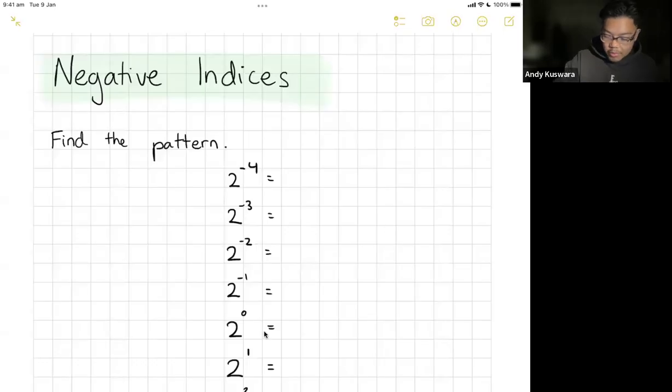All right. Here we go. We're talking today, we've got a new index law. We're talking about negative indices. This is index law number 4.